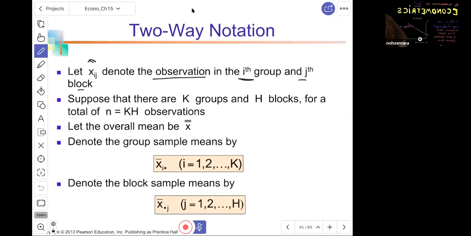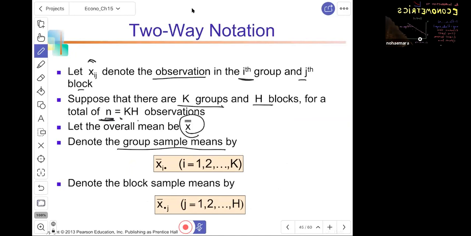Next, if I have K groups and H blocks, then the total number of observations makes sense, right? You multiply K times H and you get the total number of observations. The grand mean, or the overall mean, is X double bar. And then I do have group sample means and block sample means.